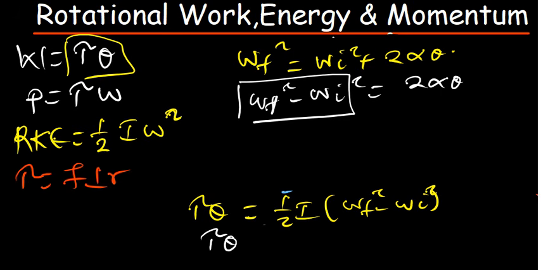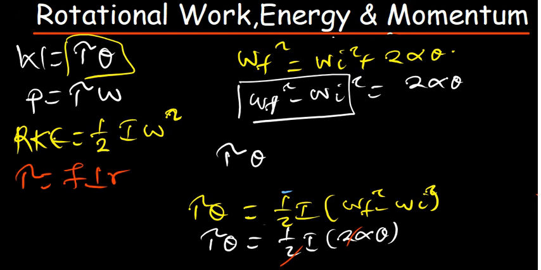So torque times theta will be equal to half inertia, then here I'm going to replace with 2 alpha theta. I can clearly see that 2 and 2 can go. Then I'll remain with torque times theta equal to inertia times alpha. I can also see that theta appears on both sides, so I can cancel it. Therefore, another formula for torque is inertia times angular acceleration.